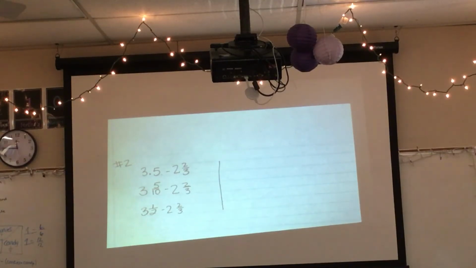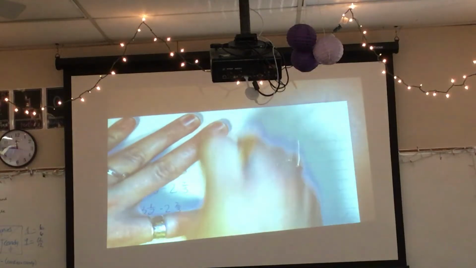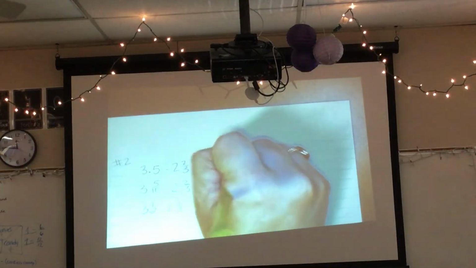Who can remind me what we have to have when we add or subtract fractions? A ratio table. Why do we use a ratio table? What do we need? What's my reason why I need that, Dylan? So you can turn it to the same denominator. We have to have a common denominator. Very good.